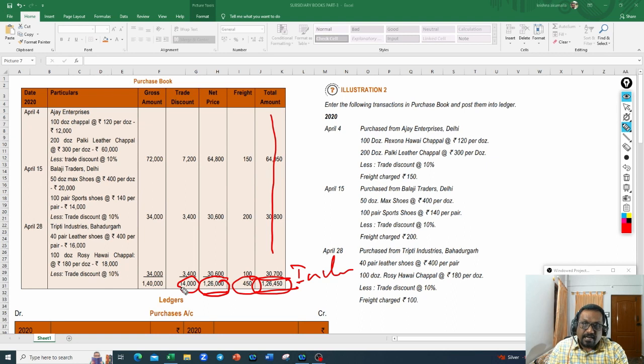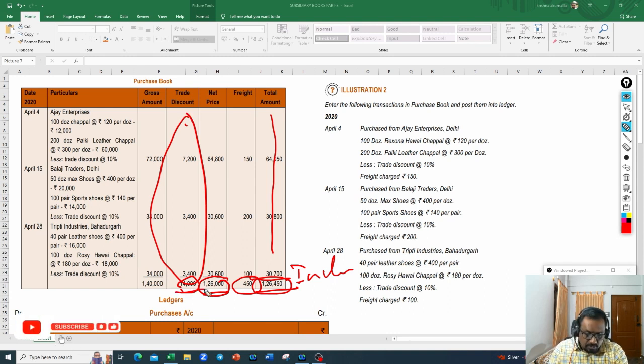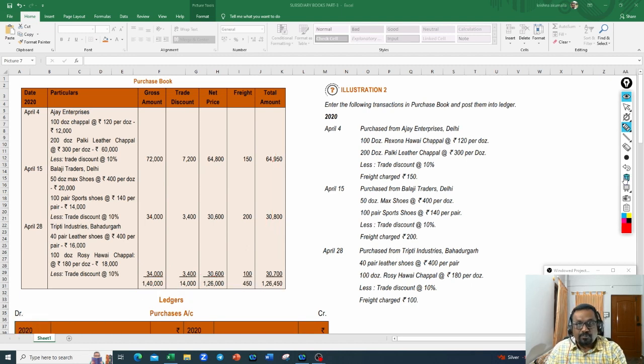14,000 is what? Trade discount that we should not show in the books of accounts. For the sake of presentation, we can show it, but we should not include that in the books of accounts. So 14,000 is not going to be part of it. So what is your gross amount of purchases? 1,40,000. This is the purchase book. This is how the purchase book has to be managed.